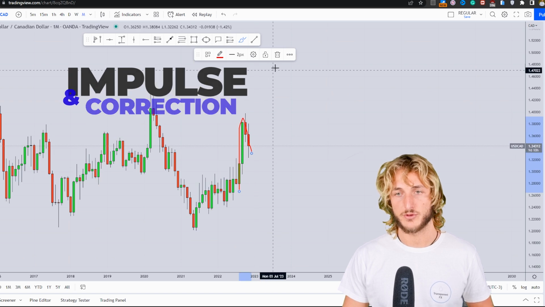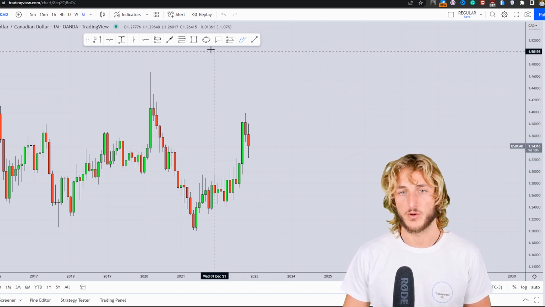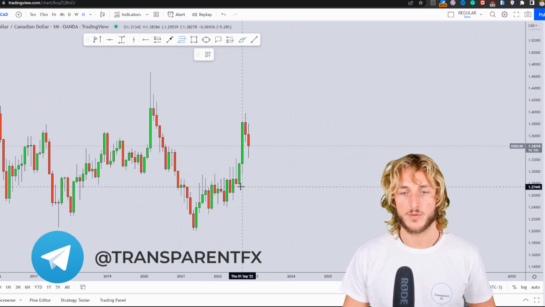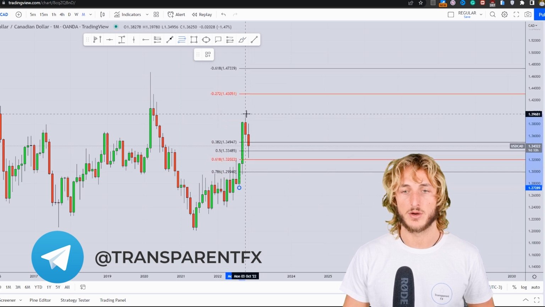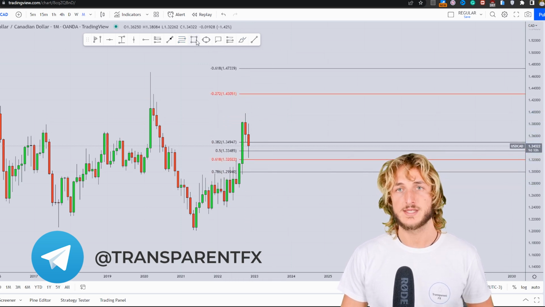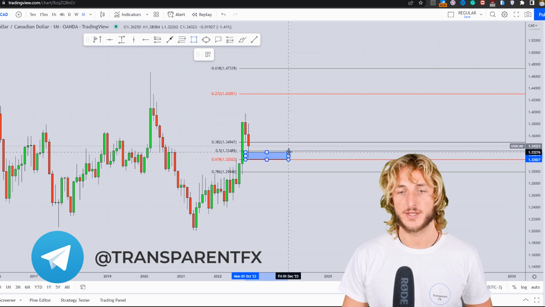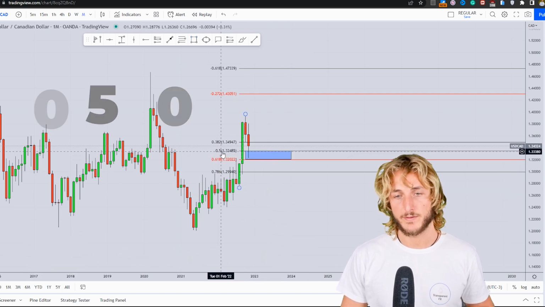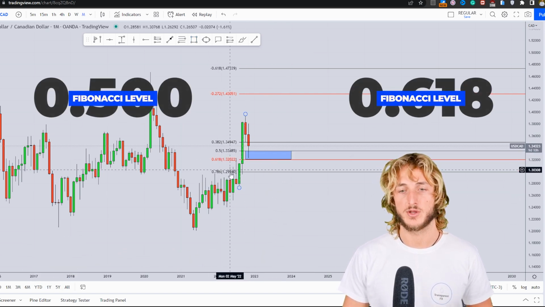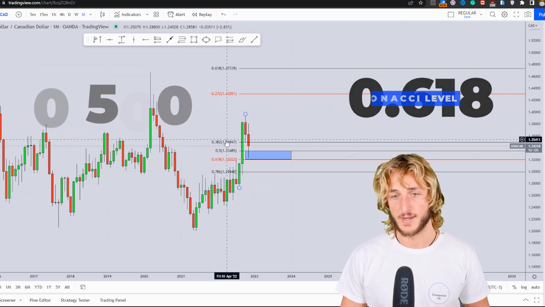Now, in general, after an impulse, if you want to measure the correction, what you have to do is take your Fibonacci from the low to the high of the impulse. And if we do that, we can see how the market has just rejected the zone that is in between the 50% and 0.618 of the Fibonacci taken on the monthly impulse.